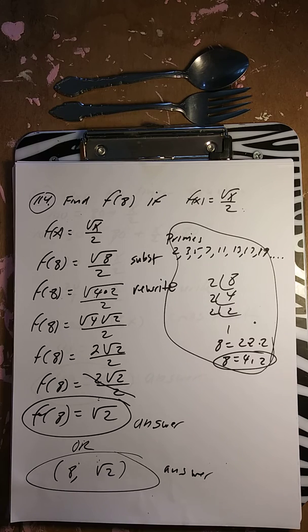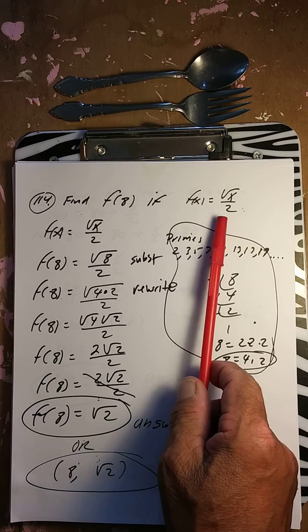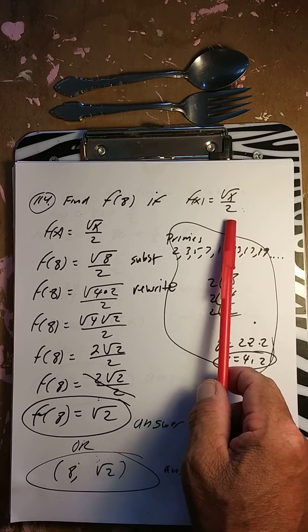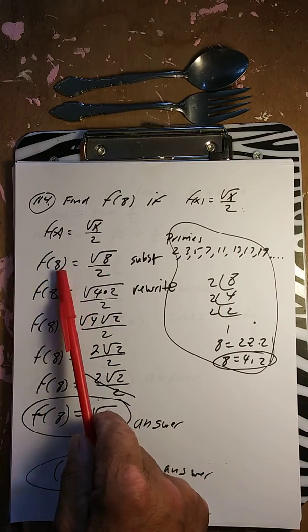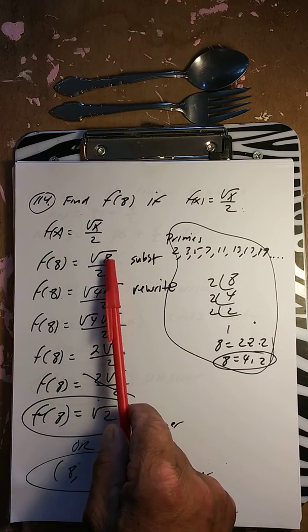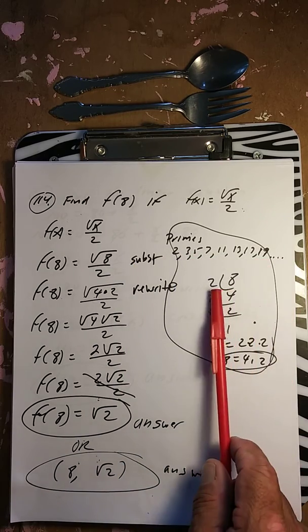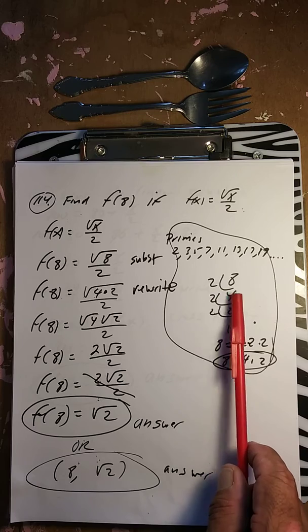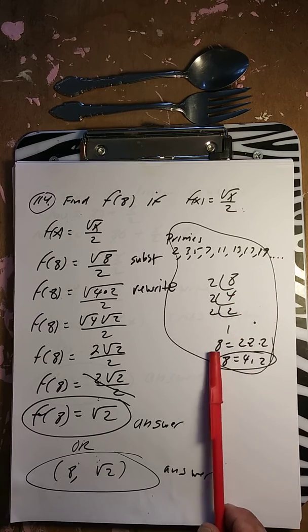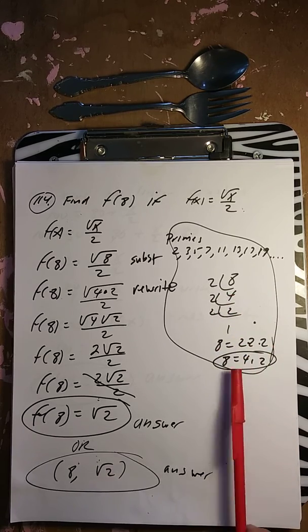Find the function f of 8 if the original function f of x is square root of x over 2. Put the numbers in there. There's a function, put the 8 in there. But 8, we're going to fix it. Prime numbers: 2, 3, 5, 7, 11, 13, 17, 19, and so on. Divide 2 into 8 is 4, 2 into 4 is 2, 2 into 2 is 1. So 8 is 2, 2, 2, or 8 is 4 times 2.